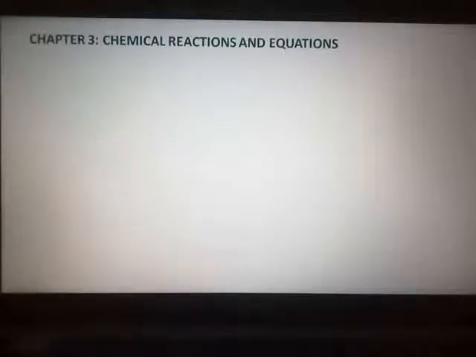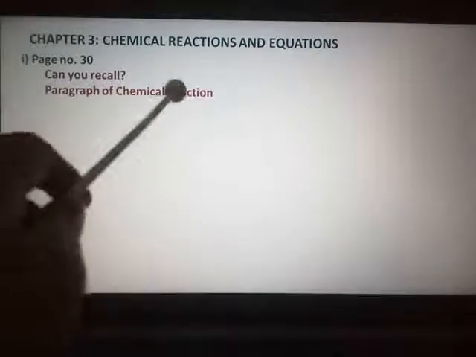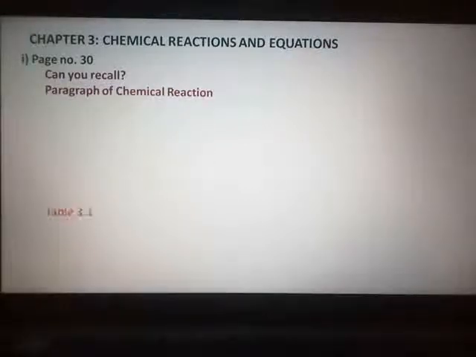Chapter number 3, chemical reactions and equations, which we are going to start today. On the first page, that is page number 30, remove the activity, can you recall, and the paragraph below it, then the paragraph of chemical reaction, the table below that, that is table 3.1, everything you have to remove. So from can you recall activity up to that table 3.1 you have to remove everything. So try this activity is there, that you don't remove on that page.